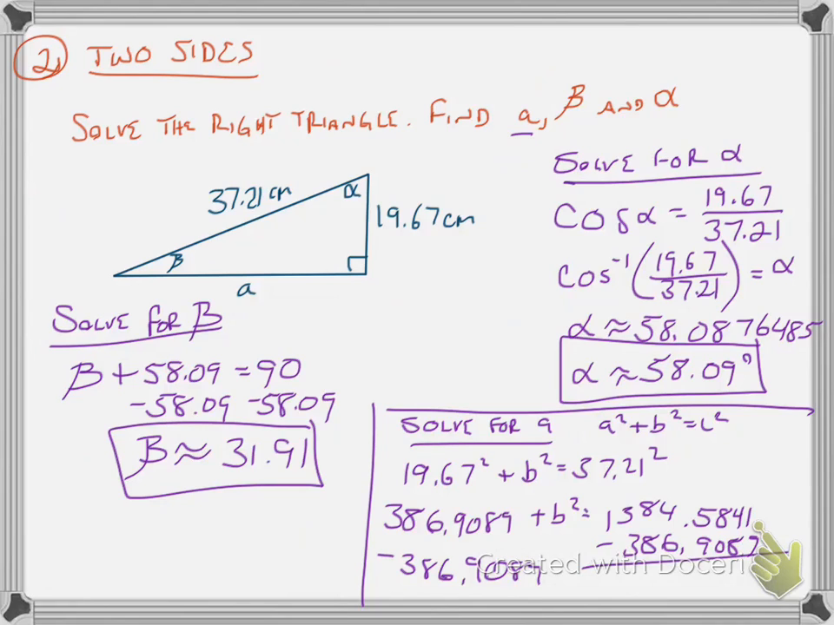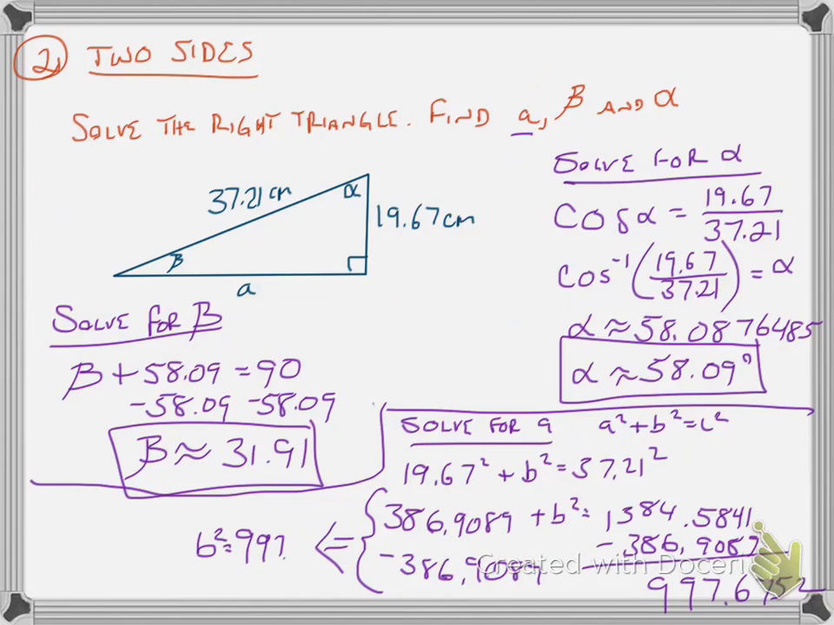I'm running out of room, so I'm going to improvise here. I may erase some stuff. One second. I get 997.6752. I'm going to erase that. So I get B squared is equal to 997.6752. Take the square root of both sides, and I get B is approximately 31.59.